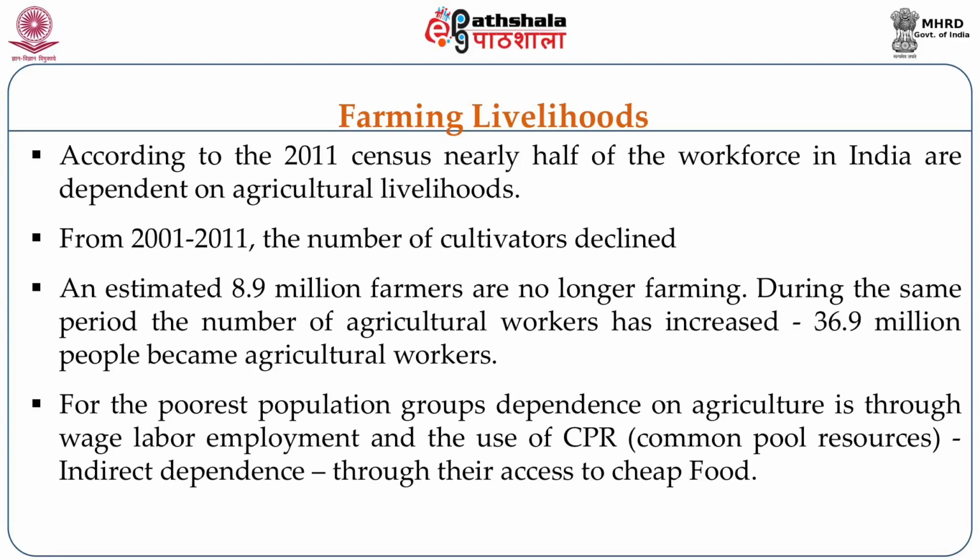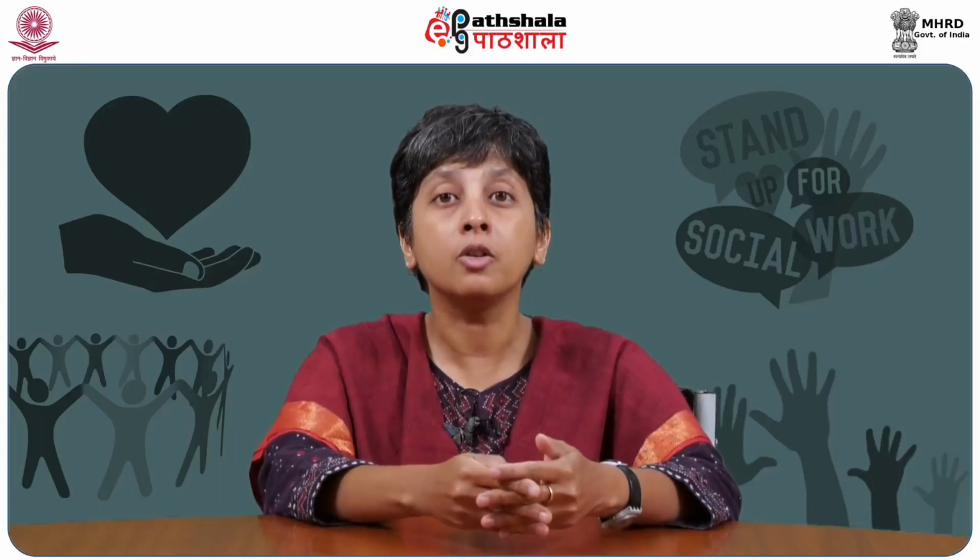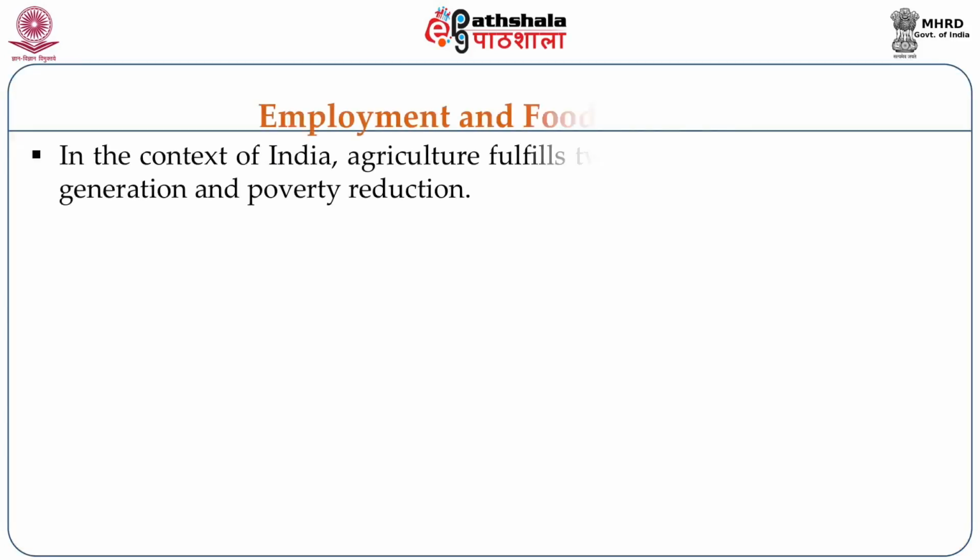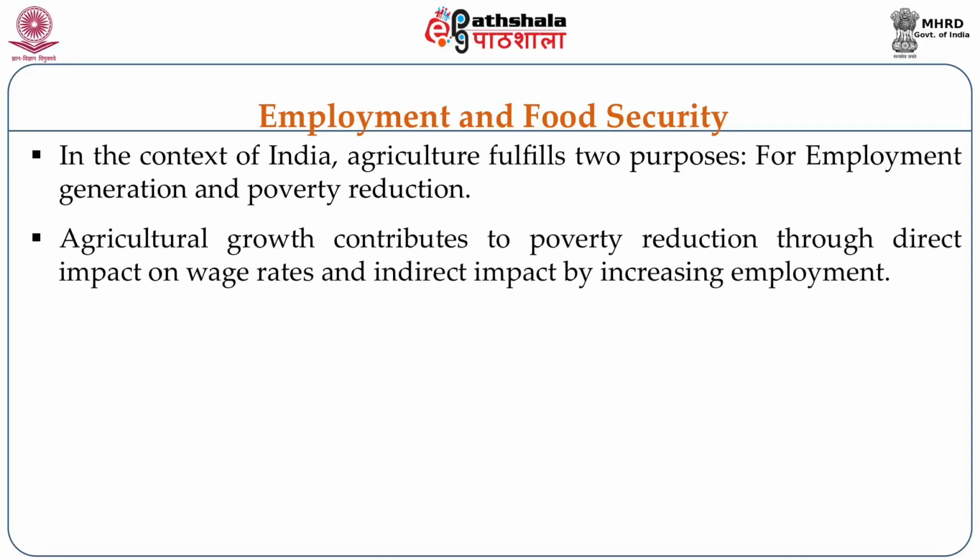For the poorest population group, dependence on agriculture through wage labor employment and the use of common pool resources also creates indirect dependence on issues such as access to cheap food. So agriculture does not only provide employment to poorer social groups, but also perhaps contributes to food security. In the context of India, agriculture fulfills two purposes, which is why we are discussing it in a course on social policy. One is employment generation, and the second is poverty reduction. Agricultural growth contributes to poverty reduction through direct impact on wage rates and indirect impact by increasing employment.